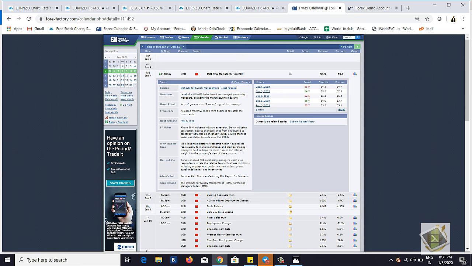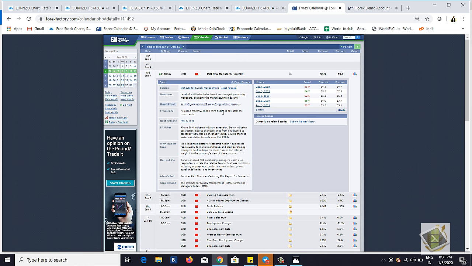Just try to understand whether, if the numbers are positive, that will be good for that currency or bad for that currency. If you go here, it tells you what has happened in the past, and these are the previous results. It shows who produces this, the Institute for Supply Management, and it states the usual effect. What is the effect? Actual greater than forecast is good for the currency.